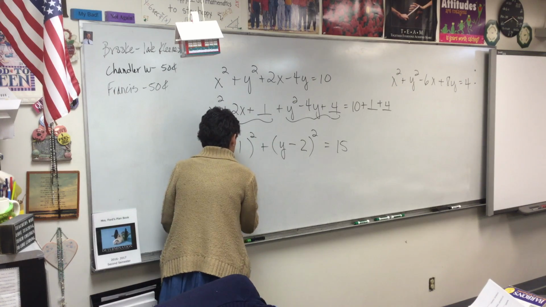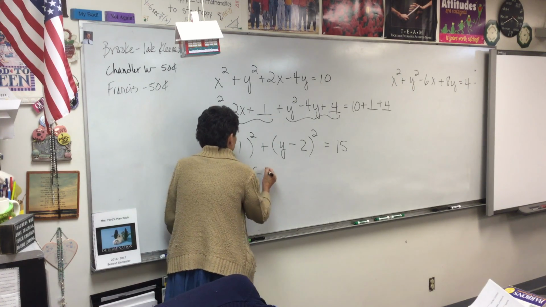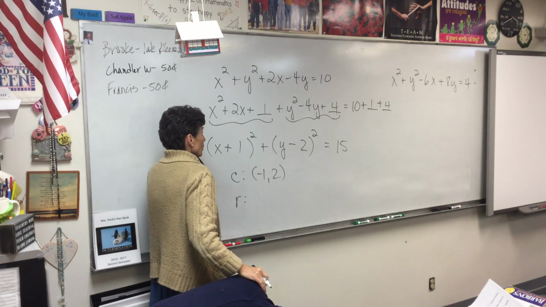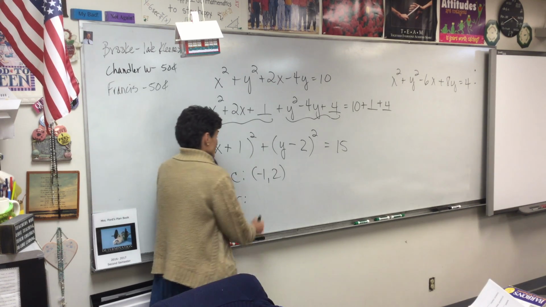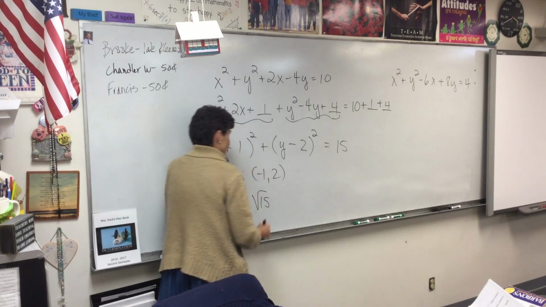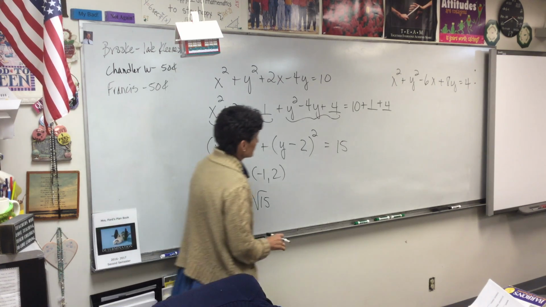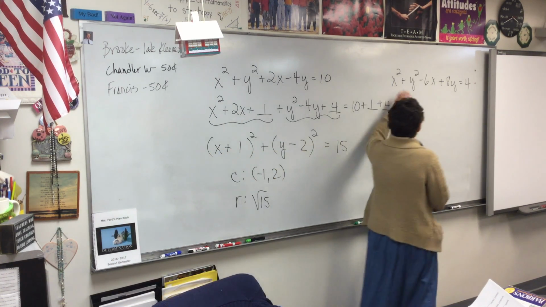So where is our center? Negative 1, 2. It's the opposites. Where's our radius? Square root of 15. Got it? All right, let's do this one.